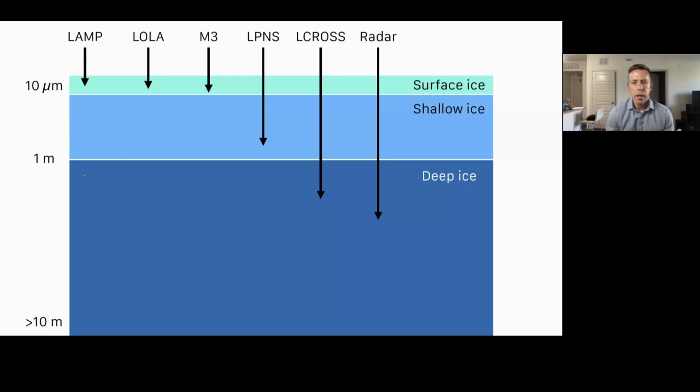Now, it's important to keep in mind that all of these different techniques that have been used to try and detect and characterize ice or hydrogen are sensitive to a particular depth beneath the surface. When we combine that with the different spatial resolution of these instruments, it can make it very challenging to reconcile all of the data that we have, but I'm going to attempt to do that in this talk.